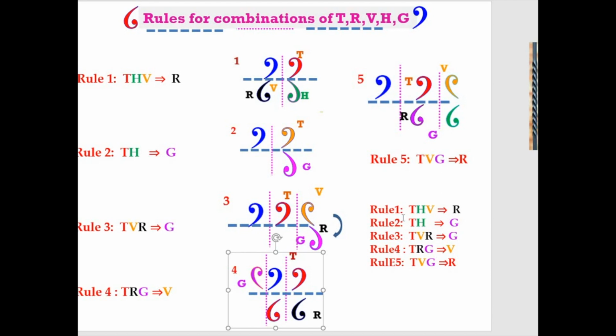So we have rules 1, 2, 3, 4, 5 being given in this way. We have translation, horizontal and vertical implying rotation; translation and horizontal implying glide reflection; translation, vertical, rotation implying glide; translation, rotation, glide implying vertical; and translation, vertical, glide implying rotation through 180 degrees.